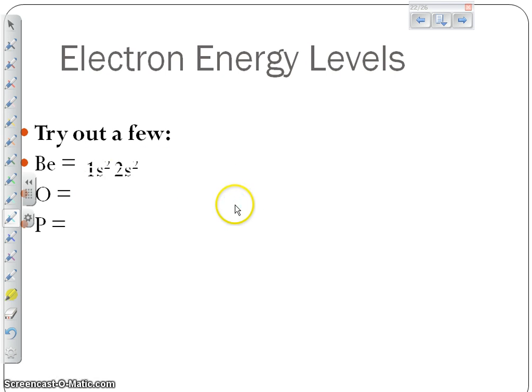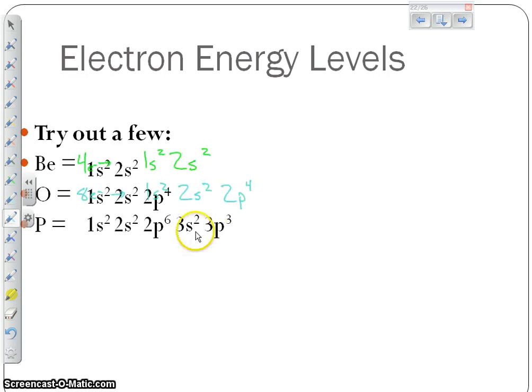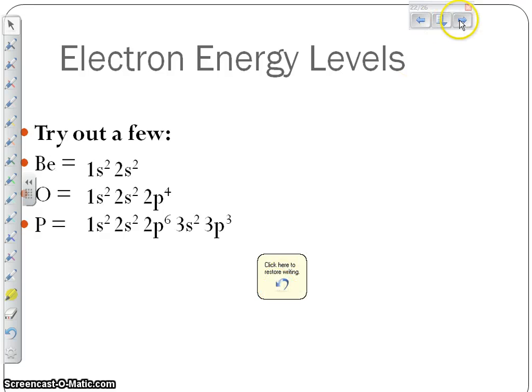Okay? And phosphorus, you should go through and get the similar thing, all the way up, being that phosphorus has, well, we've got 15 electrons. You count them all up, 2, 4, 10, 12, and 15. Okay? And again, if we need to work on this, we can talk about these in class.